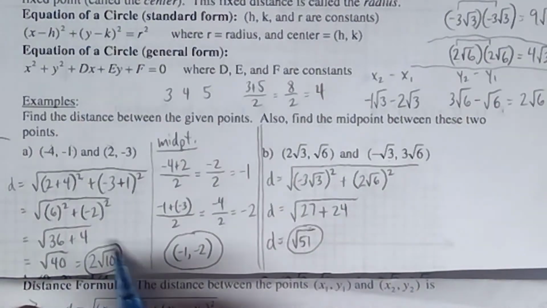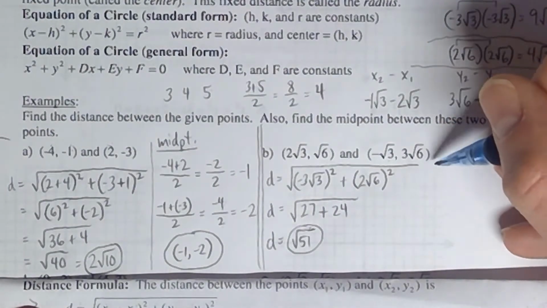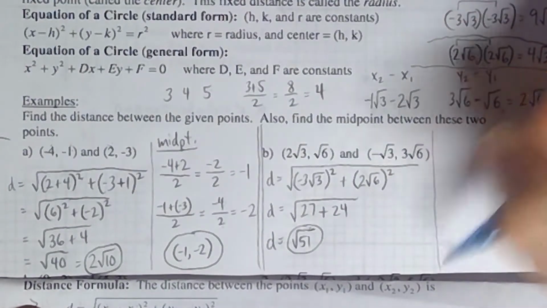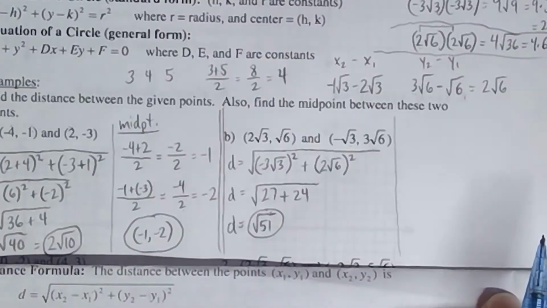Whereas this one, I was able to simplify it, so I simplified it before I circled the answer. I want to simplify it first there. But this one doesn't simplify, and so we'll leave that alone.